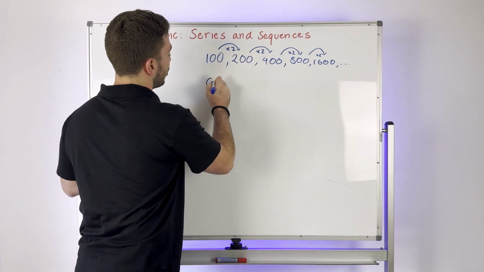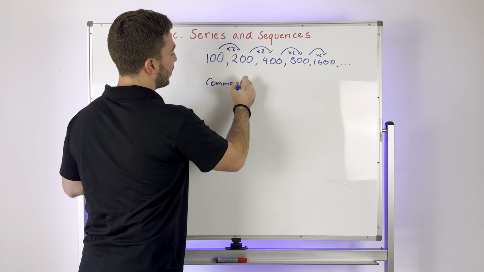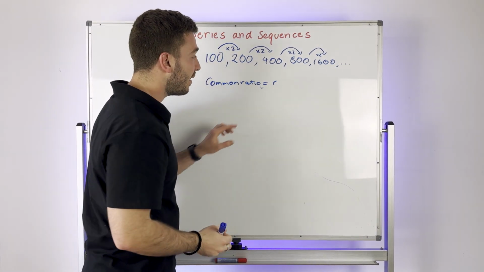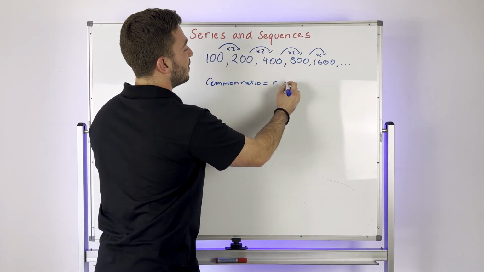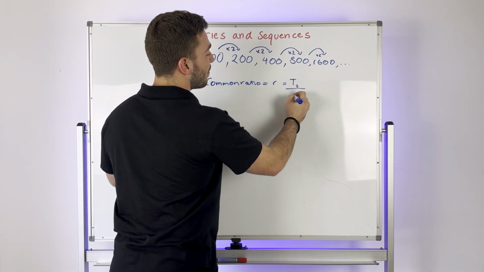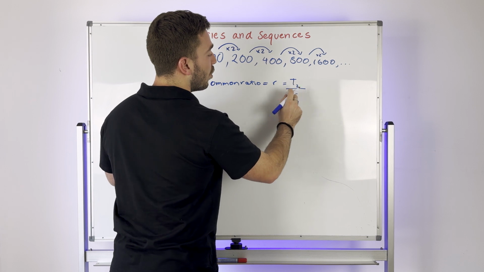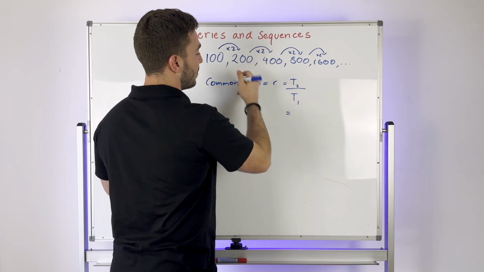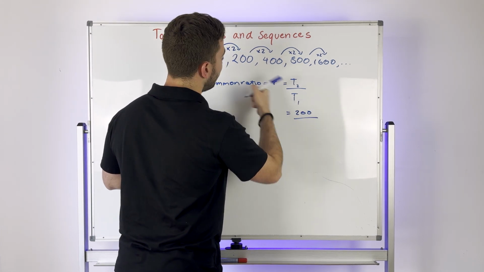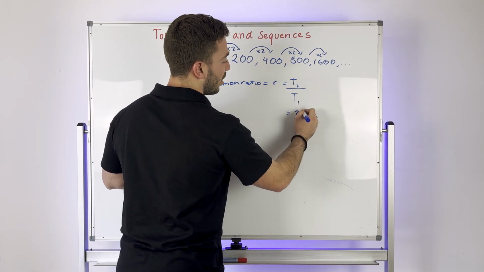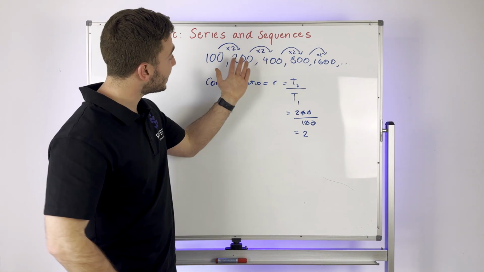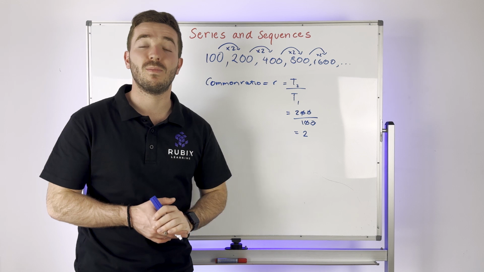So the common ratio, mathematically, we represent that by the letter r. And the formula for that is just going to equal T2 divided by T1. So one term divided by its previous term. Looking at this sequence, it's going to be term 2, which is 200, divided by term 1, which is 100. Crossing that out, we just get 2. So the common ratio is 2. And we can see that the common ratio for each term is 2.